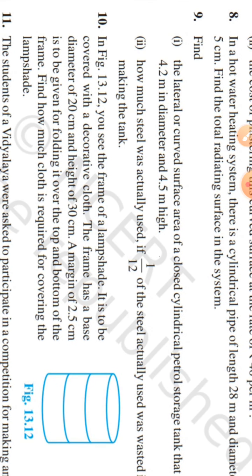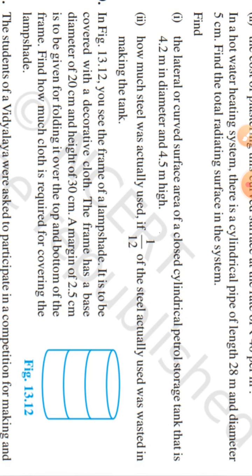Number 9. Lateral or curved surface area, both are synonyms, of a closed cylindrical petrol storage tank that is 4.2 meter in diameter and 4.5 meter high. So we have to find curved surface area CSA. Both measurements are given. Diameter given 4.2, so radius will become 2.1. Then convert it into simplest fraction. Height is already given 4.5, means 45 by 10.